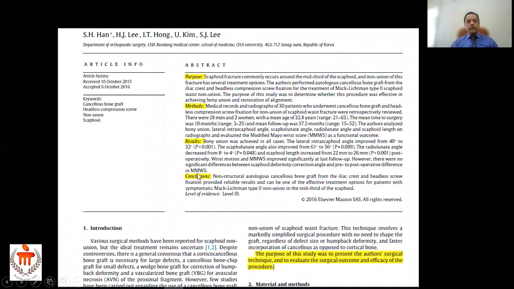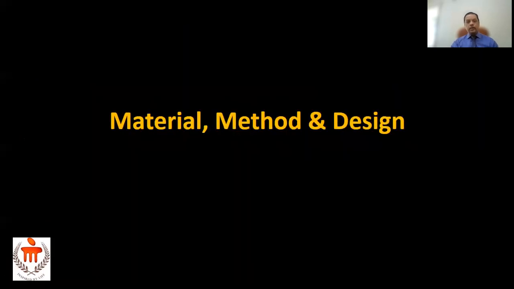So this is again a structured abstract here, and the introduction ends basically with the purpose of this study was to present the author's surgical technique and to evaluate the surgical outcomes and efficacy. So you're trying to tell what is your hypothesis or your goal or research question.